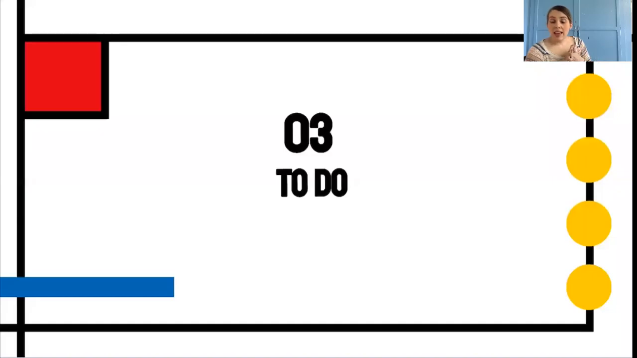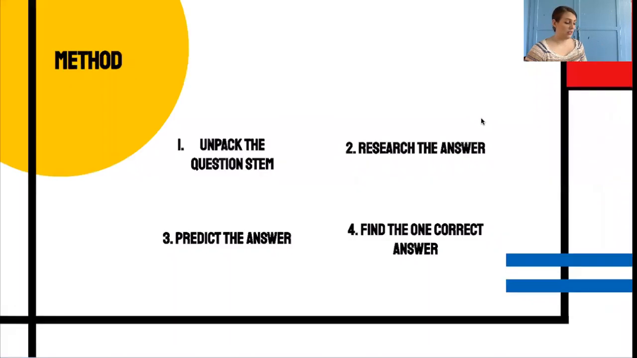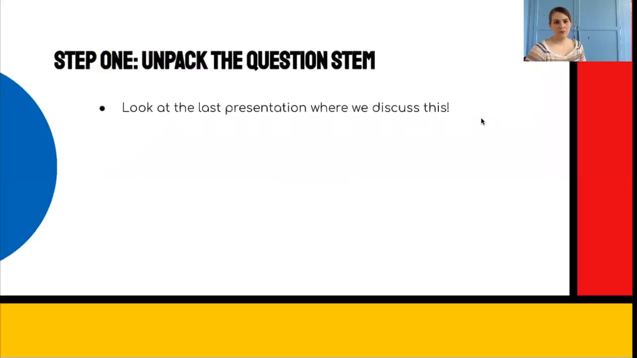Okay, so let's end today by talking about what are the steps to answering reading questions? There are 4 steps. You start by unpacking the question stem, you research the answer, predict the answer, and then find the one correct answer.